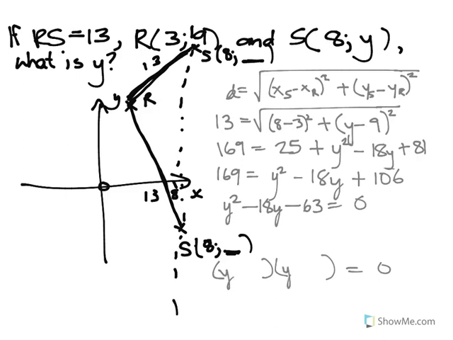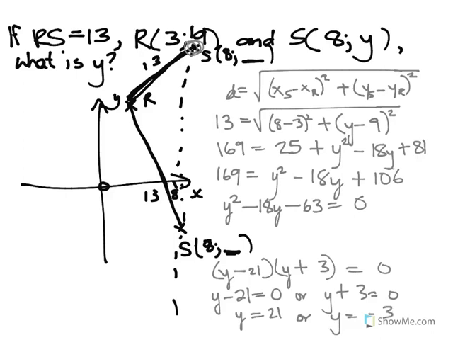Y is what I'll put down first. Then let's think about 63. The factors that come to mind are 21 and 3. If I make this a minus 21 and this a plus 3, that works out. So y minus 21 could be 0, or y plus 3 could be 0. So y could be 21, which would be this point up here, or y could be minus 3, and that would be that point down there. Those are the 2 possibilities.